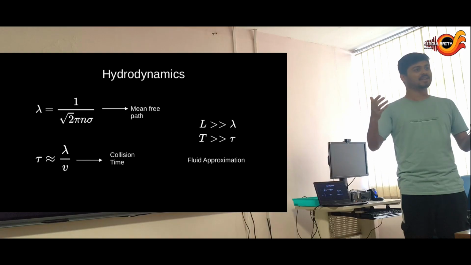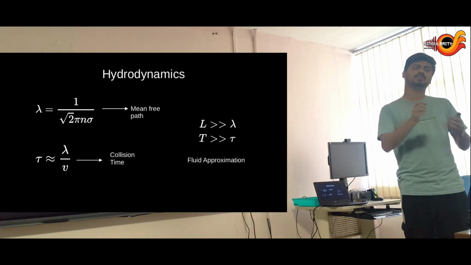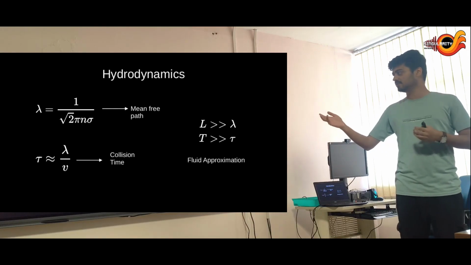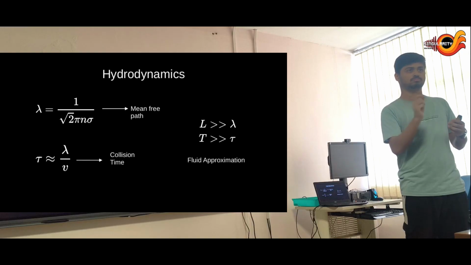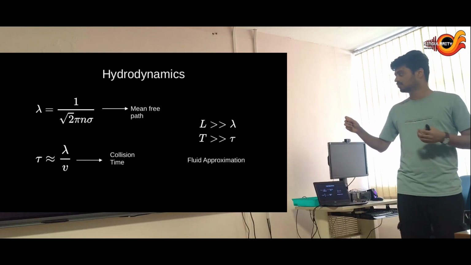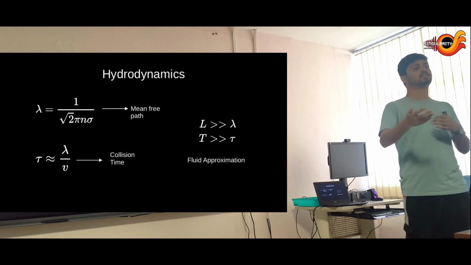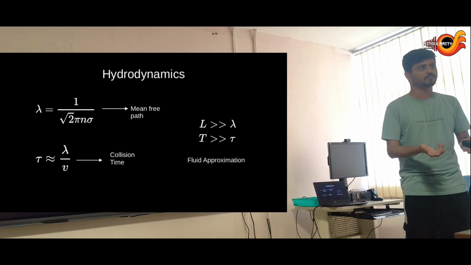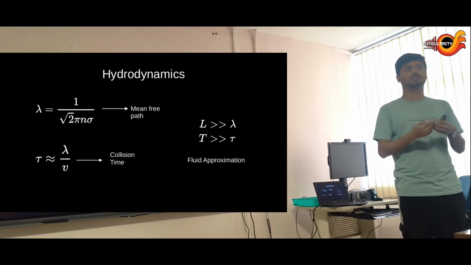Consider air. For us, air is a fluid, because the mean free path of air particles is very small compared to our length scale. And collision time is basically the time it takes to collide. So your time scale also should be much larger than the collision time. If it's less than the collision time, that means the collision is not happening at all.